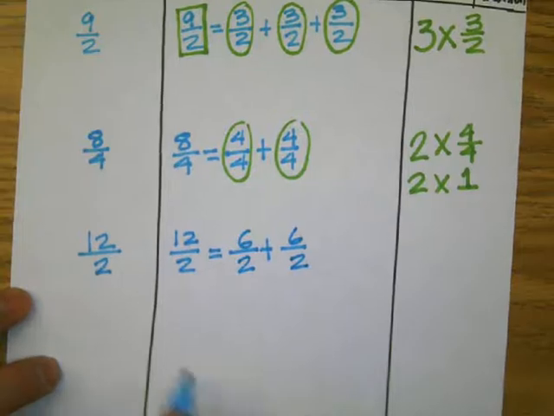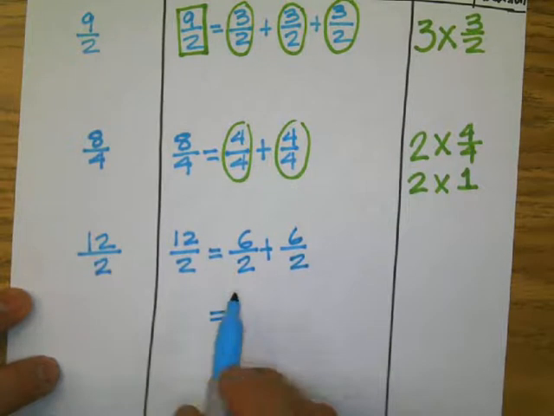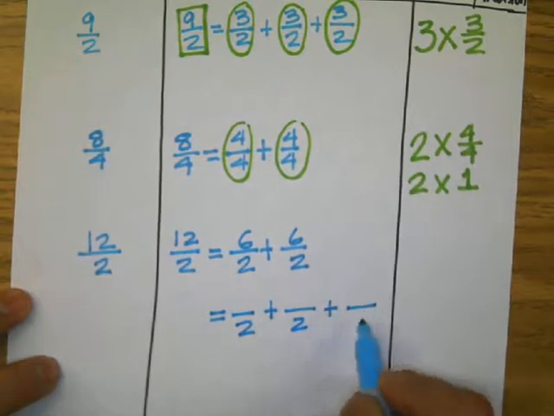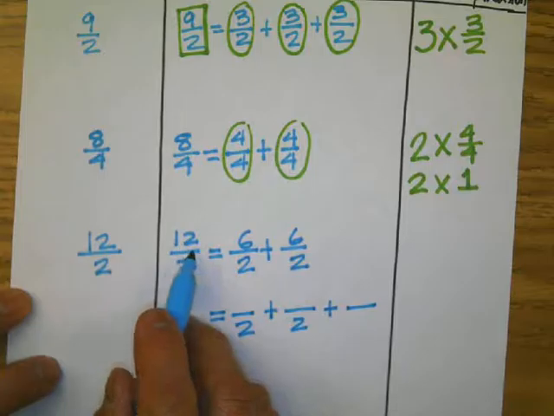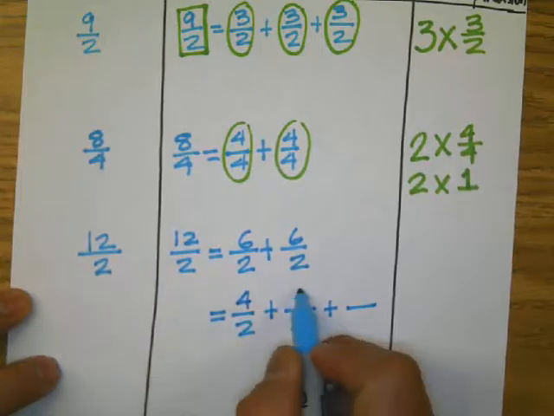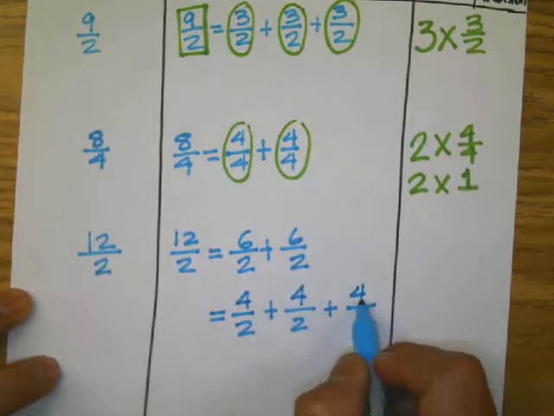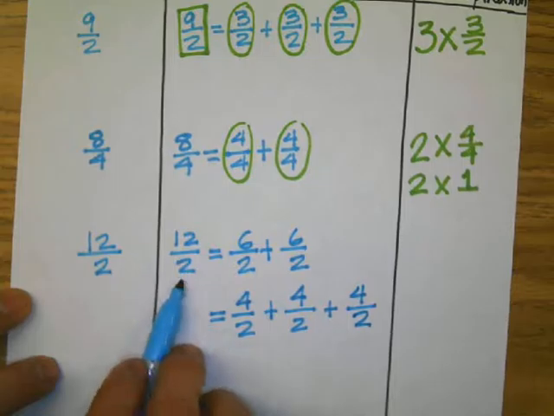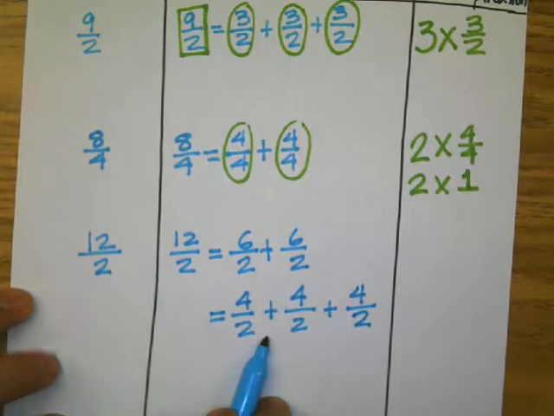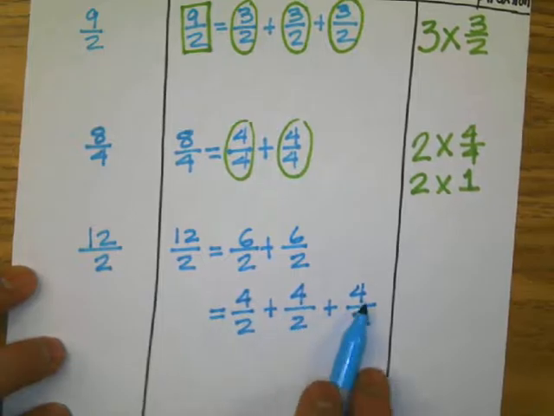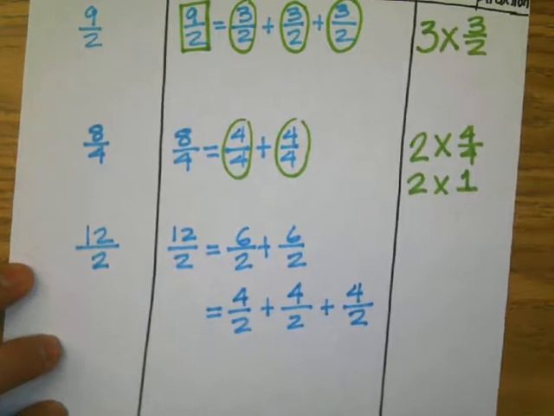Can you do it with different numbers? Well, I can think of, let's see, 12 can be divided into three groups. If I do three groups, I know that it's going to be 4 plus 4 plus 4 equals 12. So now I know that 12/2 can be written as an addition as 4 halves plus 4 halves plus 4 halves. Okay, you want one more, my friends?